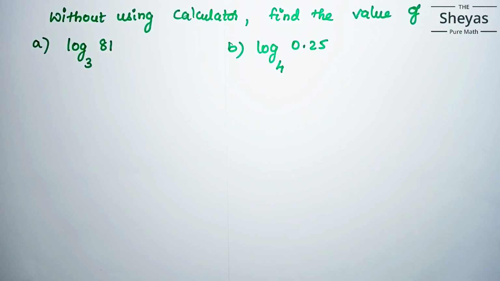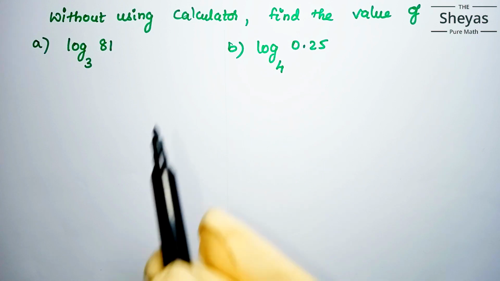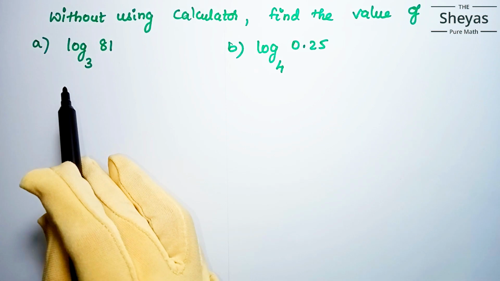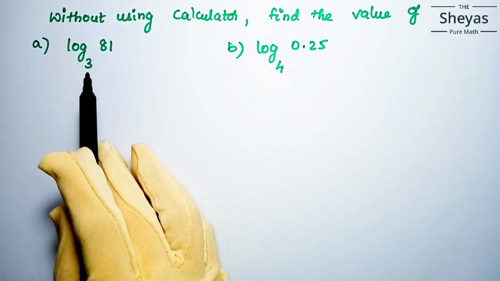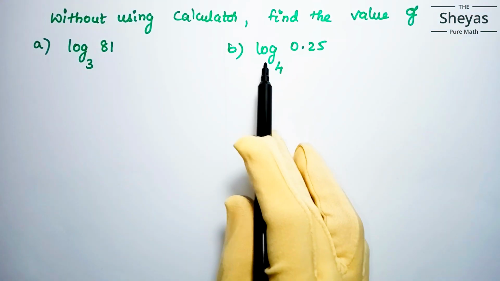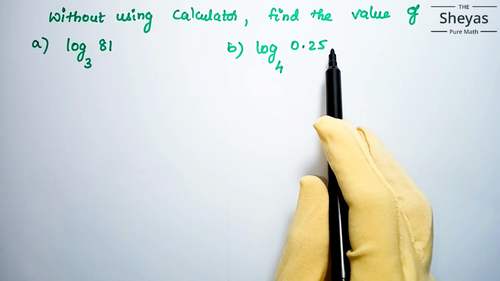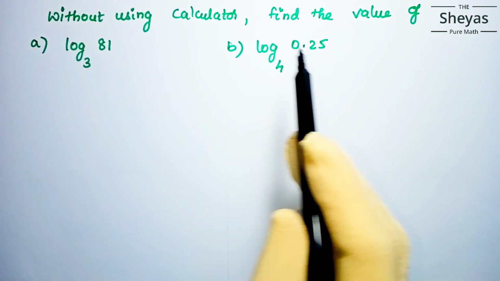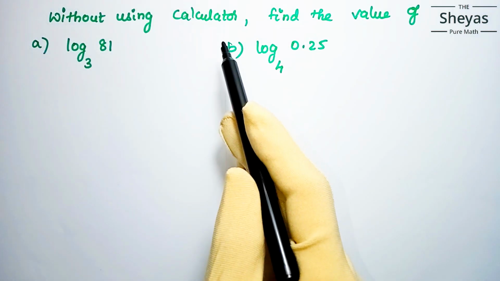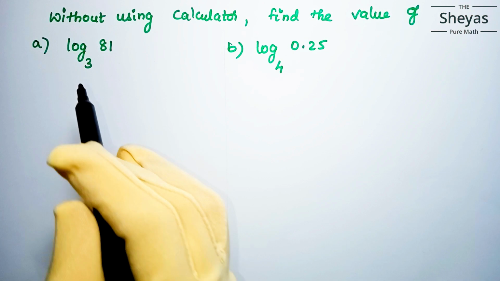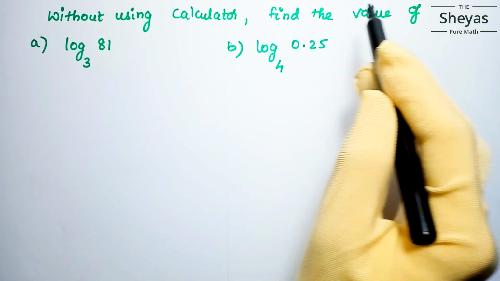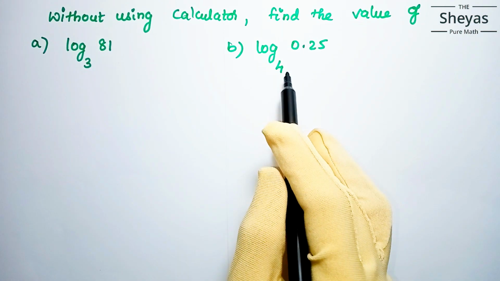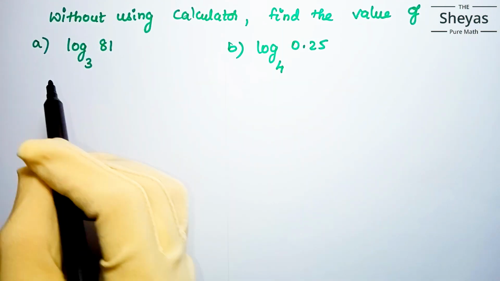Now let us discuss some problems. Without using a calculator, find the value of log to the base 3 of 81 and log to the base 4 of 0.25. So now we are going to calculate these log values without using the calculator. Once again, without using a calculator, you are going to find the value of log to the base 3 of 81 and log to the base 4 of 0.25. Let us start with the first problem.